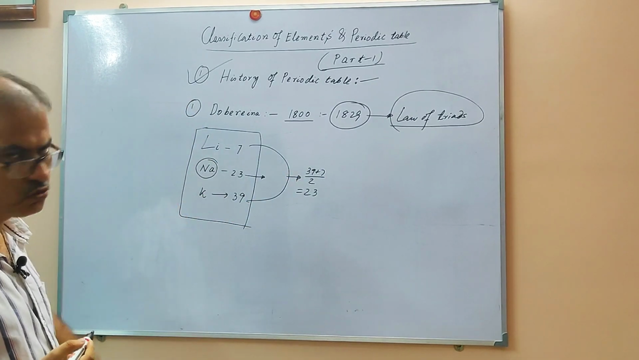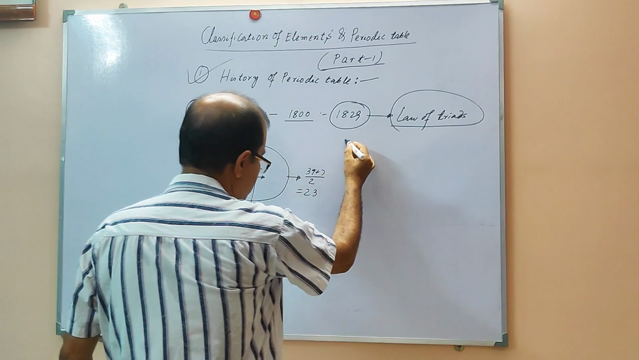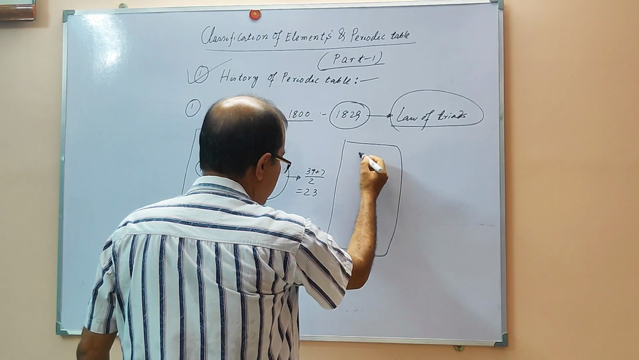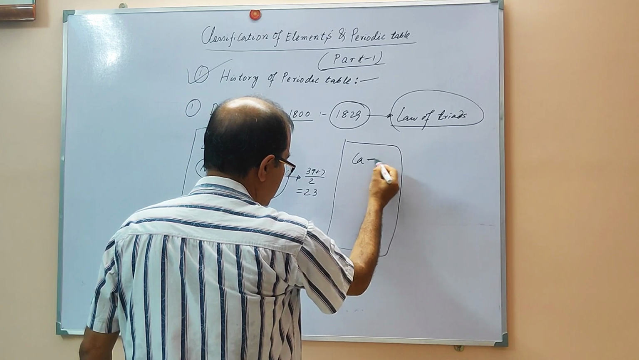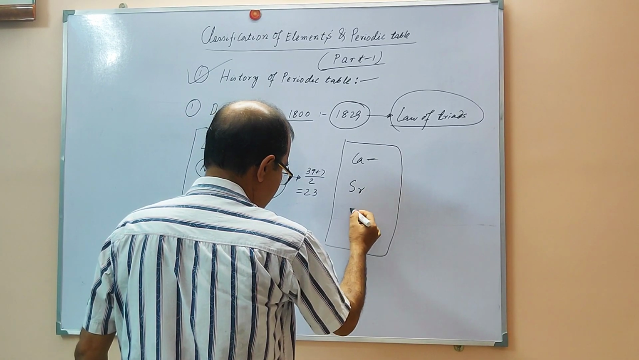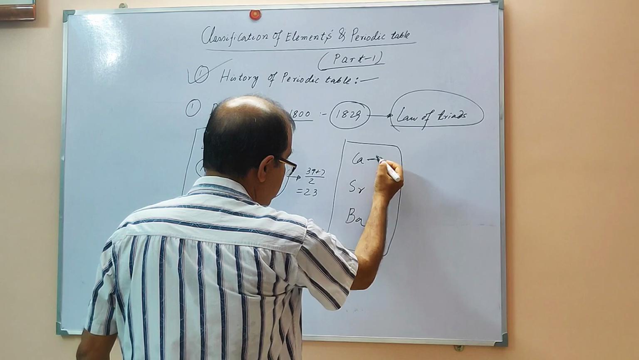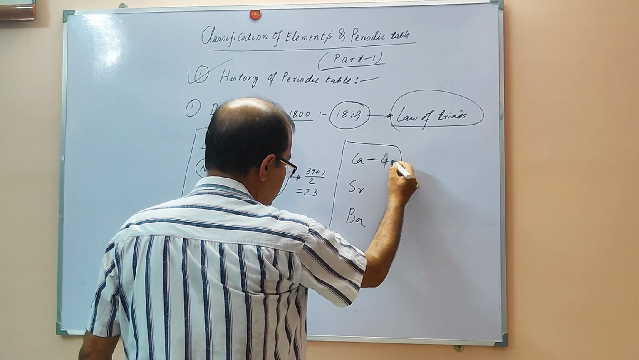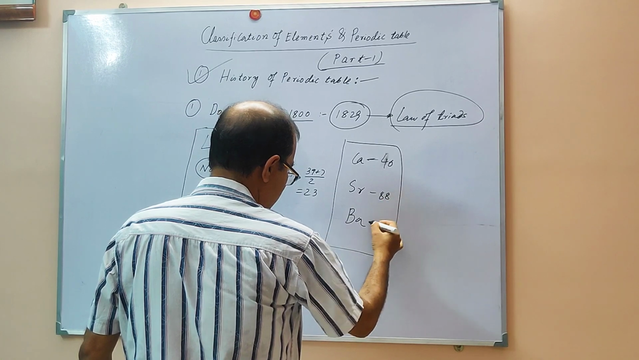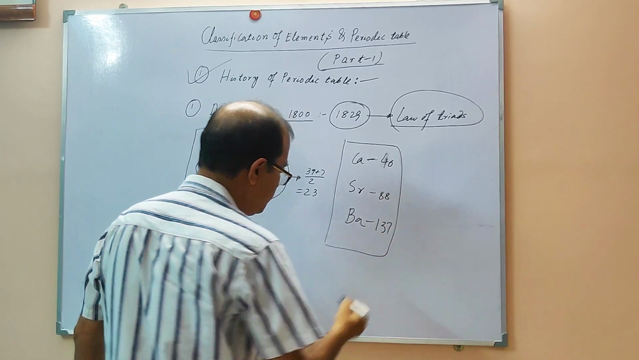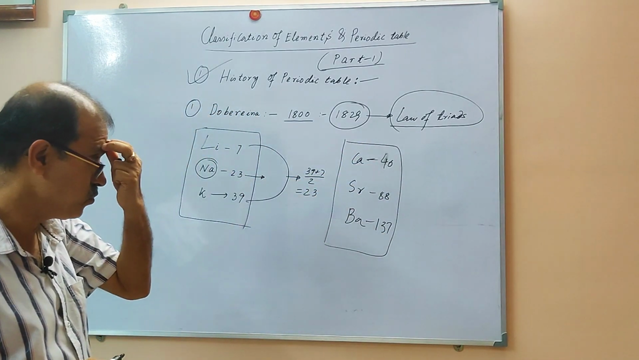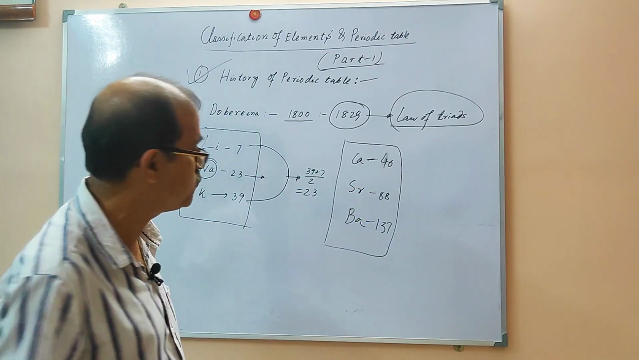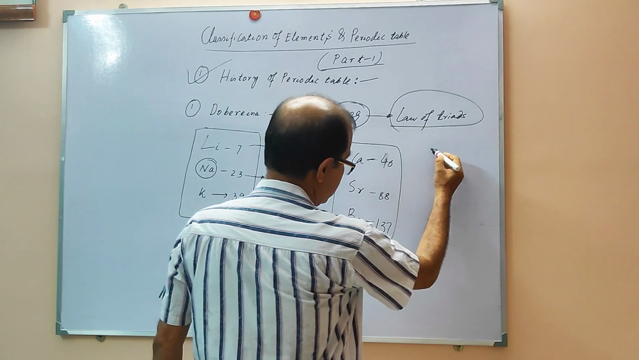There are also similar groups you can see. Second group, and you can do it yourself: calcium, strontium and barium. Calcium has atomic mass 40, strontium 88 and barium 137. And if you take the average of the atomic masses of calcium and barium, you will find it is very close to strontium. So this is the second group.